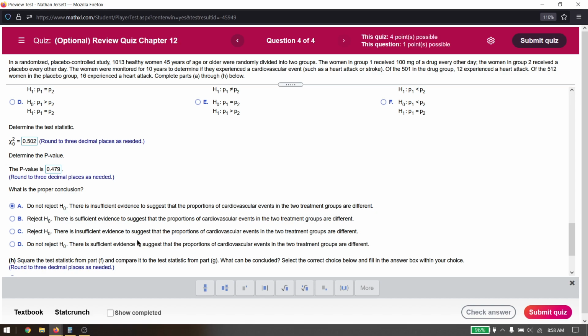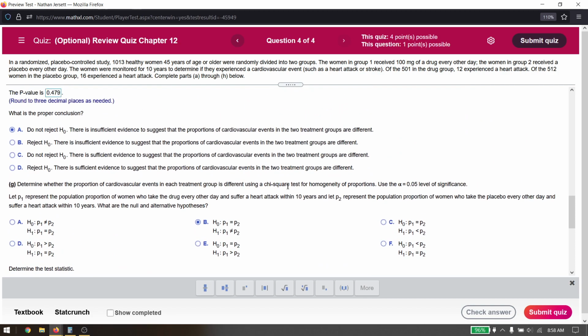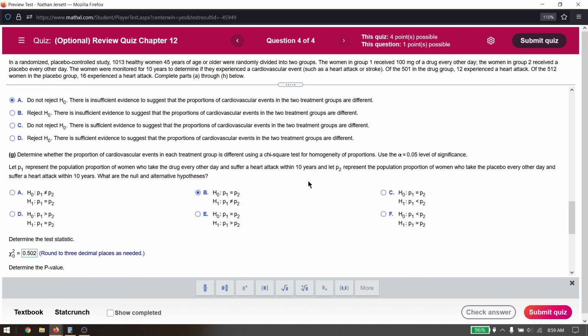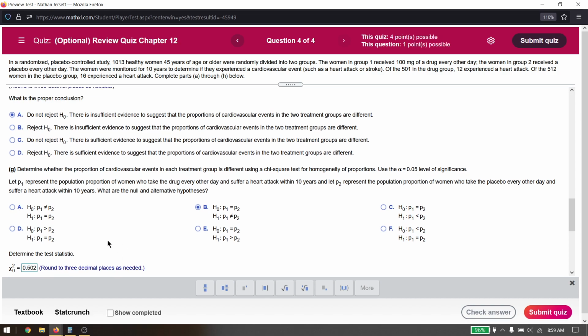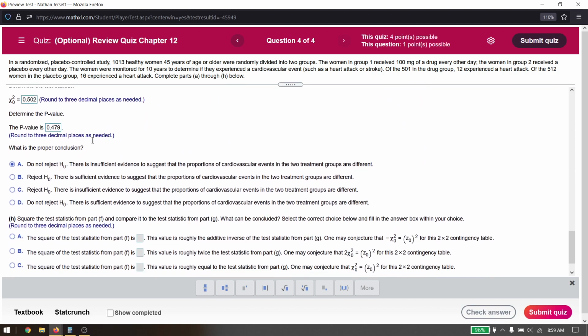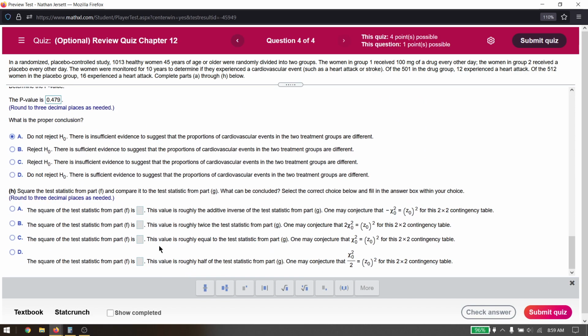Okay, now, as you can see, we did the Z test, or sorry, the two sample Z test, and we did the chi-squared test. So two different tests, we got the exact same result. And more importantly, we got the same p-value. So the numbers even come out to be the same. And that's what this last part is talking about. It's asking us to look at the test statistics from the two sample Z test and the chi-squared test and make a conjecture. So the first thing it wants us to do is square the test statistic from part F.